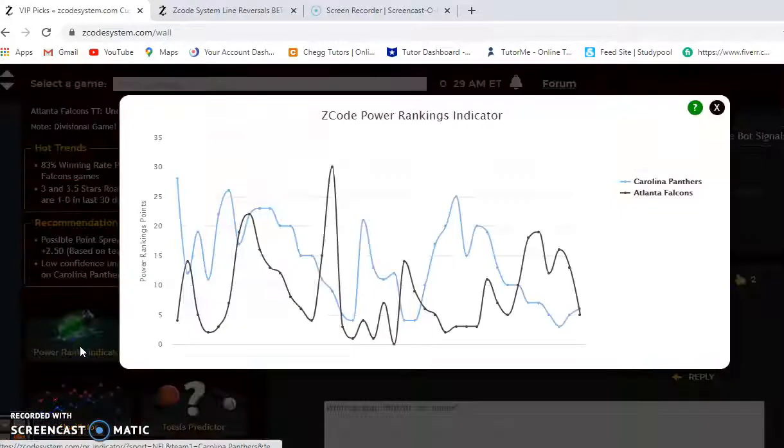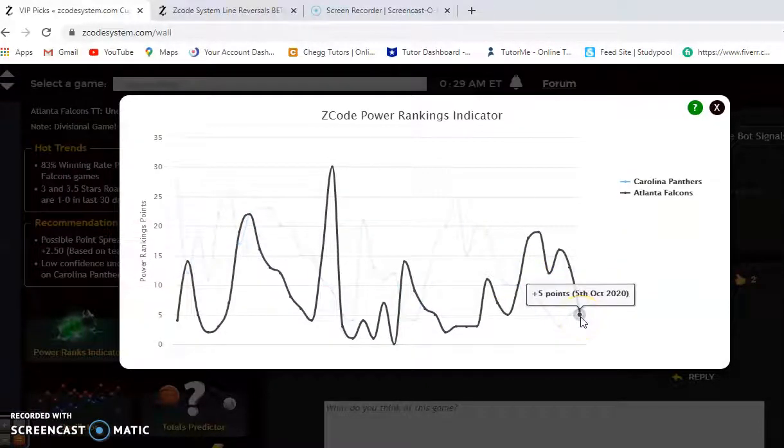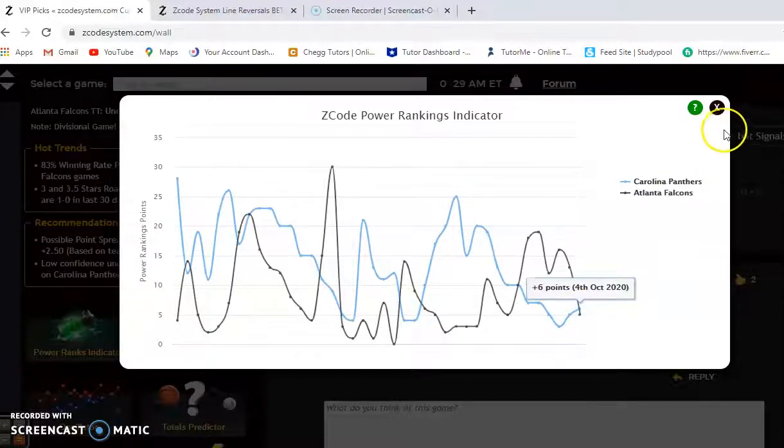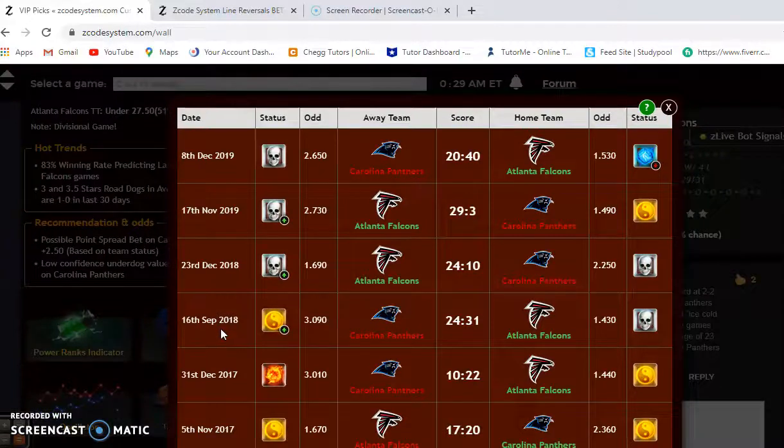Take a look at the power ranking indicator. You can see that Atlanta has dropped considerably, which is not a surprise. Being that they're 0-4, they're down to plus 5. Carolina is just slightly higher at plus 6. If you look at the head-to-head matchups between these two teams, notice that the Falcons have the Panthers' number. They won both games last year by a wide margin. 20 in the second game, 26 in the first game, and they were home favorites in their home victory, and road underdogs in their victory as well.